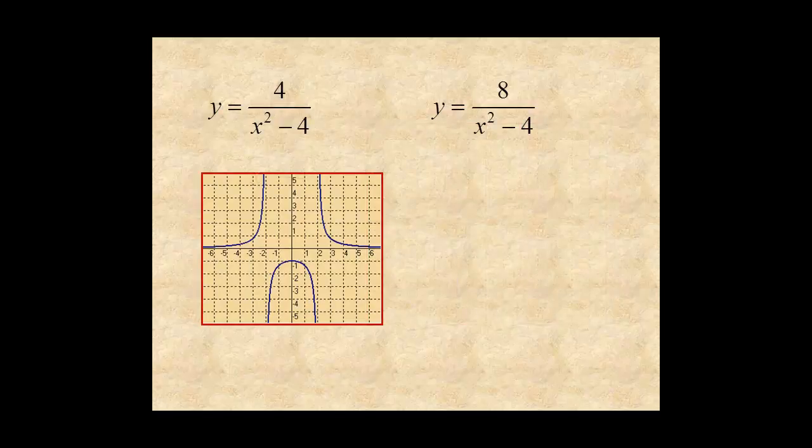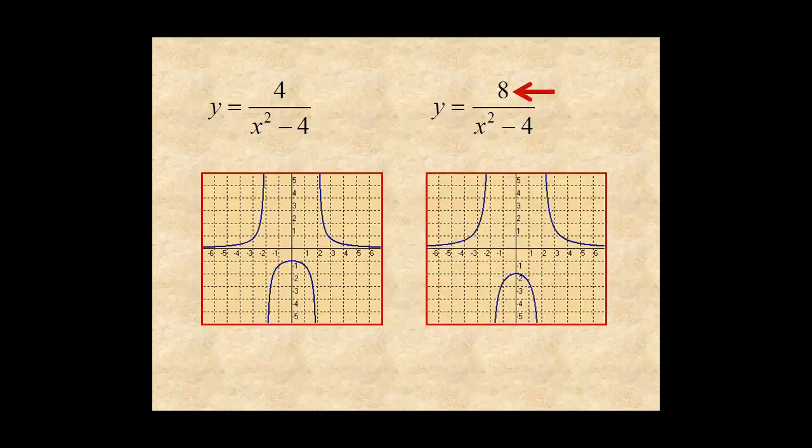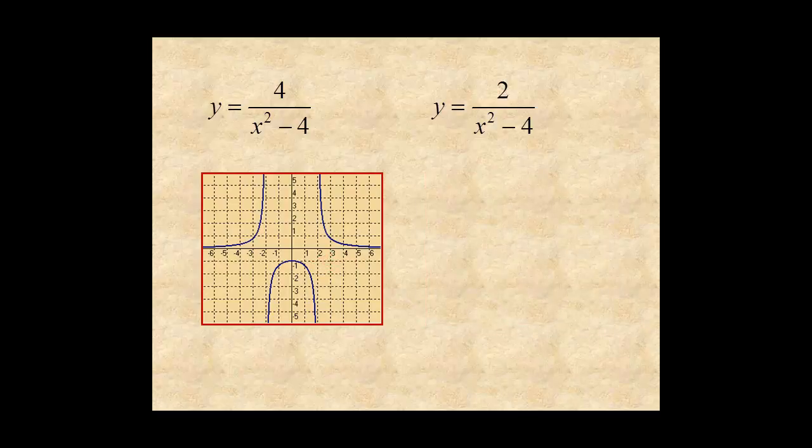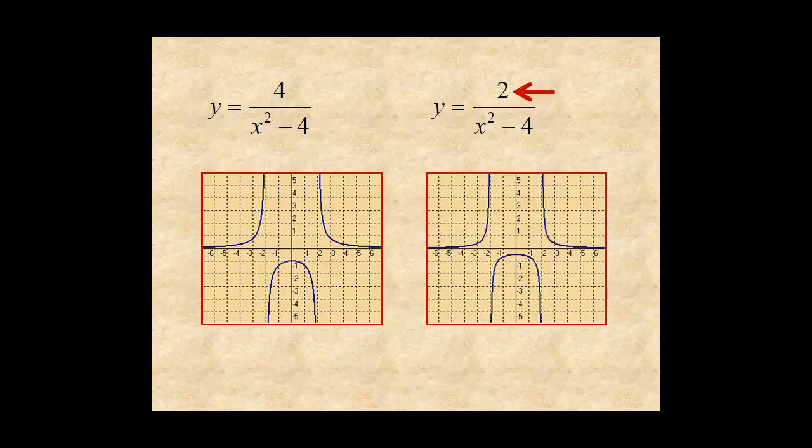Here are some variations of the function. If you increase the constant in the numerator, the graph stretches vertically. For example, notice how this part of the graph is lower and farther from the center of the graph. If you make the constant smaller, the graph shrinks vertically. For example, notice how this part of the graph is higher and closer to the center of the graph.